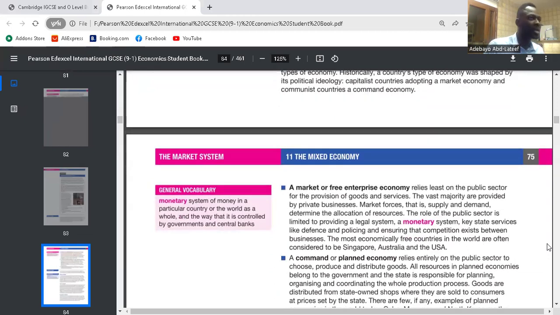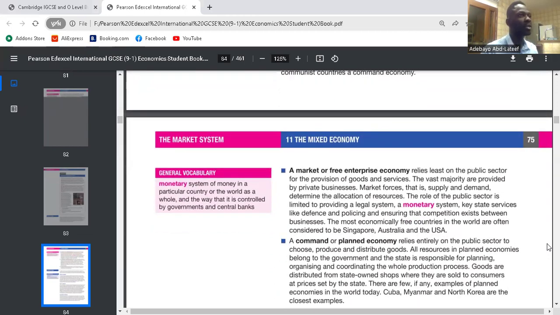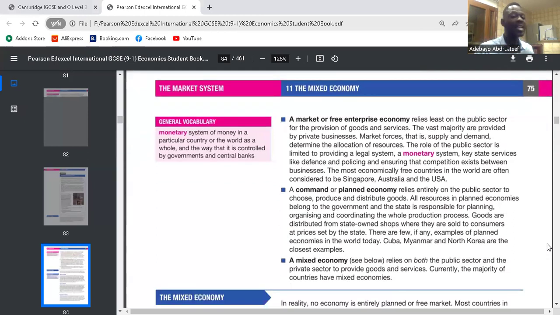So a market or free enterprise economy. For a market economy, resource allocation, what to produce, how to produce, for whom to produce, is done strictly by the private firms with little or no government intervention. Clear? Command or planned economy. For a planned or command economy, resource allocation is done by government. What to produce, how to produce, for whom to produce is decided by government. Clear? The mixed economy is a combination of both the public and the private sector. Any question about that?